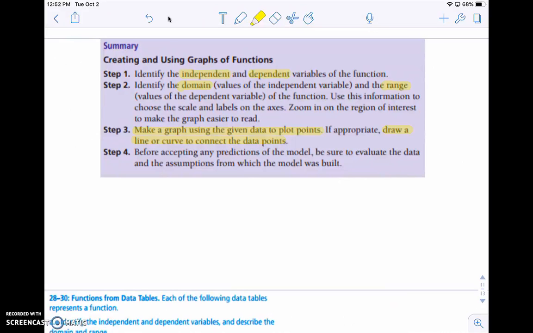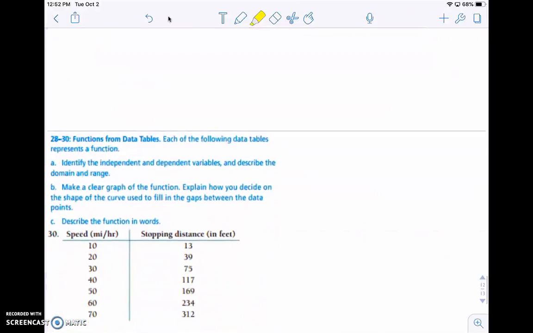And then, before you make any predictions on this model, be sure to evaluate the data and the assumptions from which the model was built. Make sure you've got credible data before you put out your function. If you ever have a career where you've got to put out a function, say in economics, and you've got a demand curve, and before you want to throw out your demand curve, you want to make sure that the information that you had, your assumptions that you've made, is credible, or else that can get you into a lot of trouble. But those are kind of the 4 steps of creating a function.